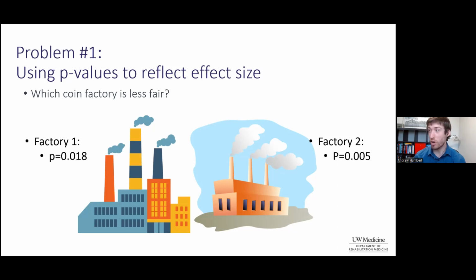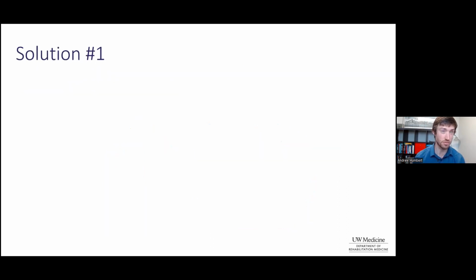And I think a lot of people would probably say factory 2. And I think with the information we're given, that's a reasonable claim to make. Coin factory 2 has a smaller p-value. This is the only data I have to go off of. I'm going to assume that that factory is producing less fair coins. But again, that doesn't necessarily tell the whole story.